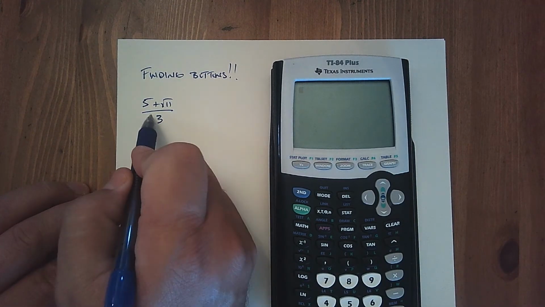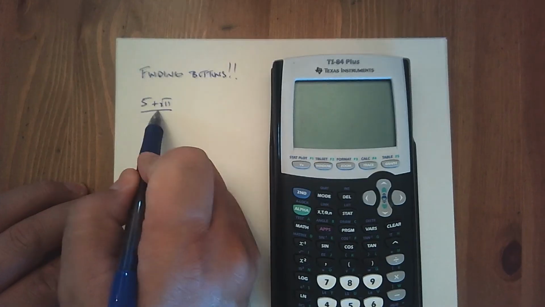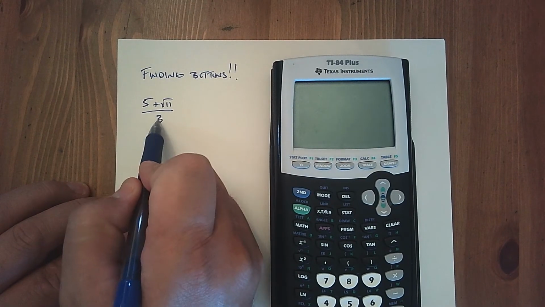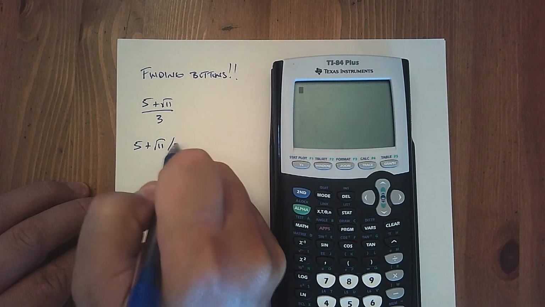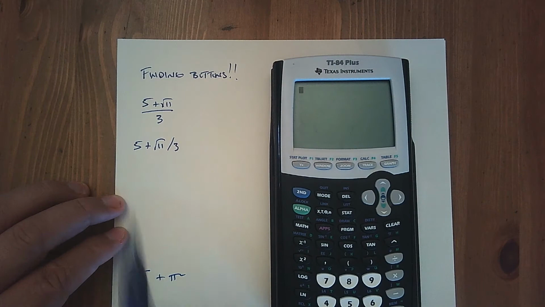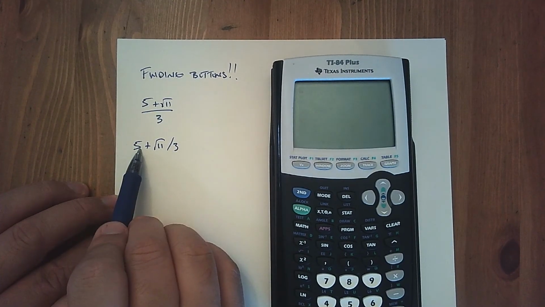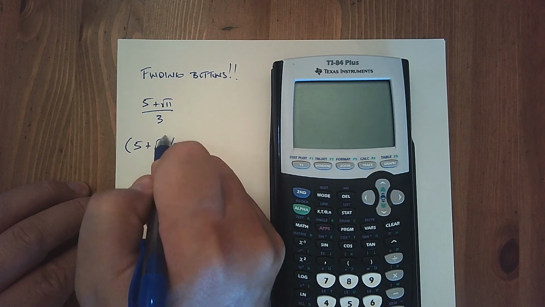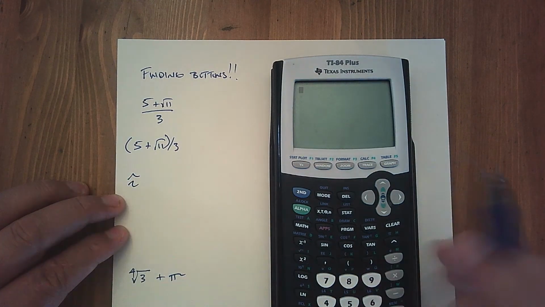So how do I put this in my calculator? Well, first off, we'll note that the whole thing is divided by 3. So you don't want to type it in like that, right? Because of the order of operations, the calculator is going to do this division and then add 5. What I actually want the calculator to do is do the addition, 5 plus the square root of 11, and divide it by 3. So that is the way you need to put it in your calculator.